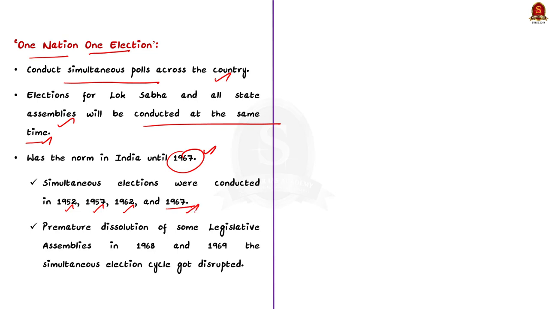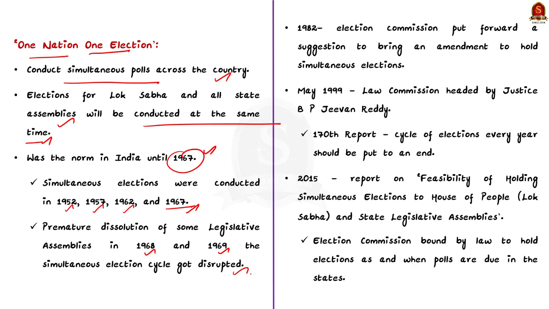However, due to the premature dissolution of some legislative assemblies in 1968 and 1969, the simultaneous election cycle got disrupted. Further, in 1970, the Lok Sabha was dissolved prematurely and fresh elections were held in 1971. All these events led to a breakdown of the cycle of simultaneous elections in India. Many attempts were made to revive the practice. For example, in 1982, the Election Commission itself put forward a suggestion to bring an amendment so that One Nation, One Election can again be held simultaneously. But the suggestion did not fructify then.